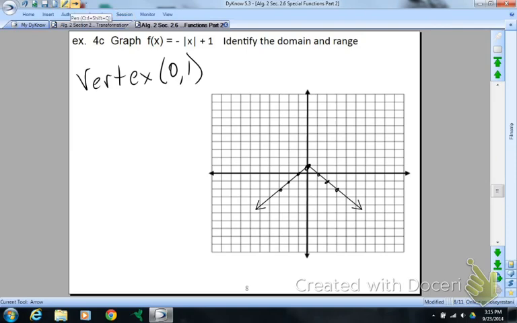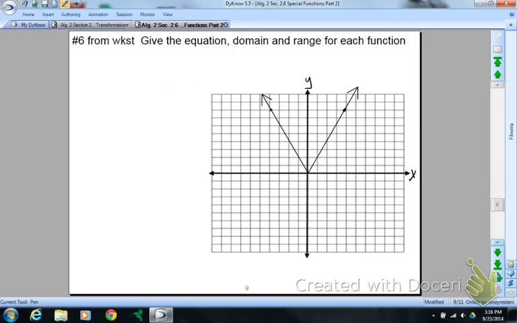And our domain is negative infinity to positive infinity. Our range, now let's be careful about this. It's going down, so it keeps going down, so it's negative infinity to what? To 1, and 1 is included, so it's a bracket.